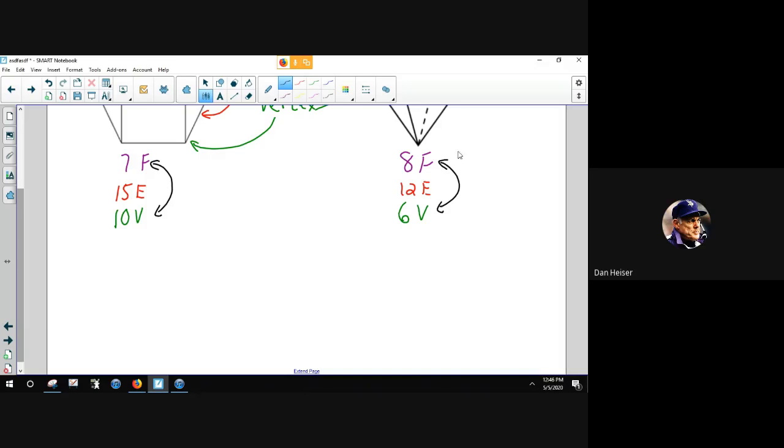If you add those together, they're 2 more than the number of edges. The number of faces plus the number of vertices will equal the number of edges plus 2. This is sometimes called Euler's formula. It's not Euler, it's pronounced Euler.